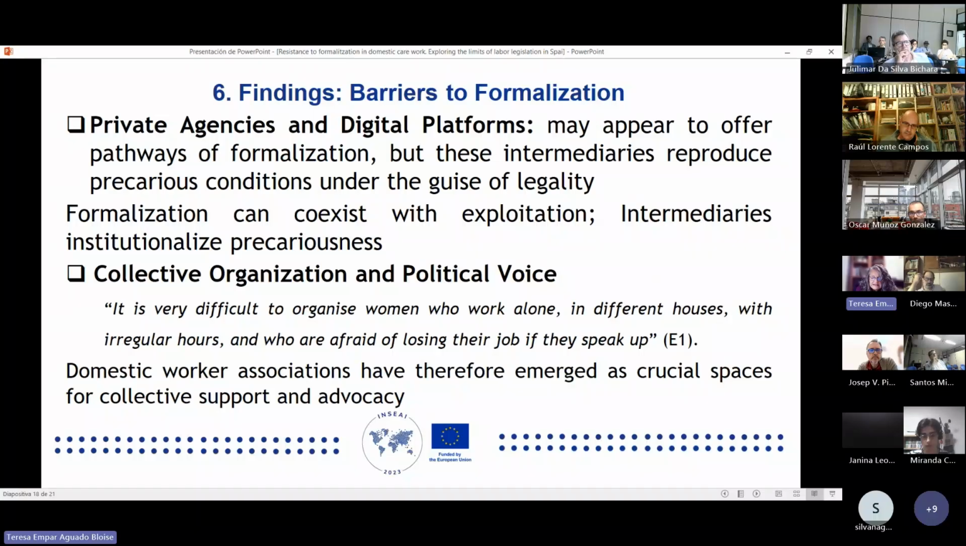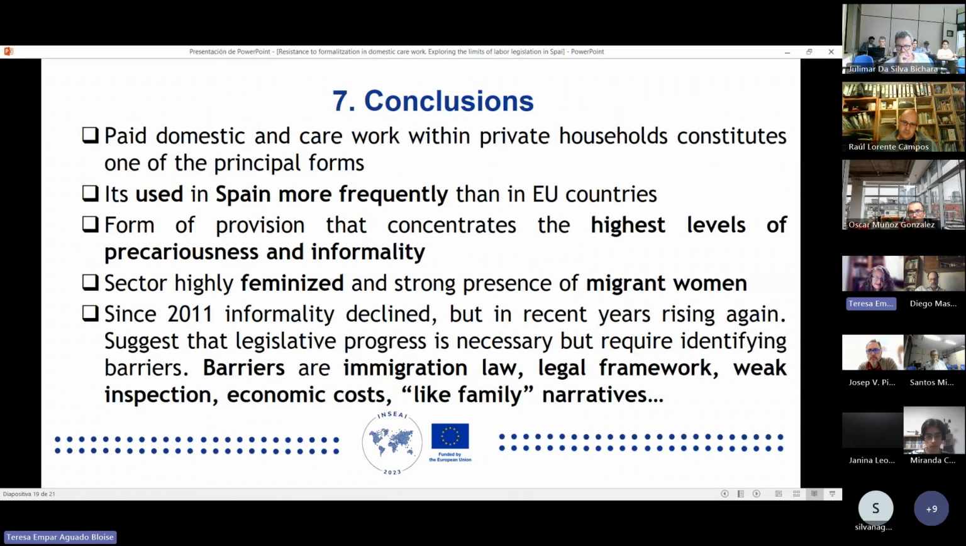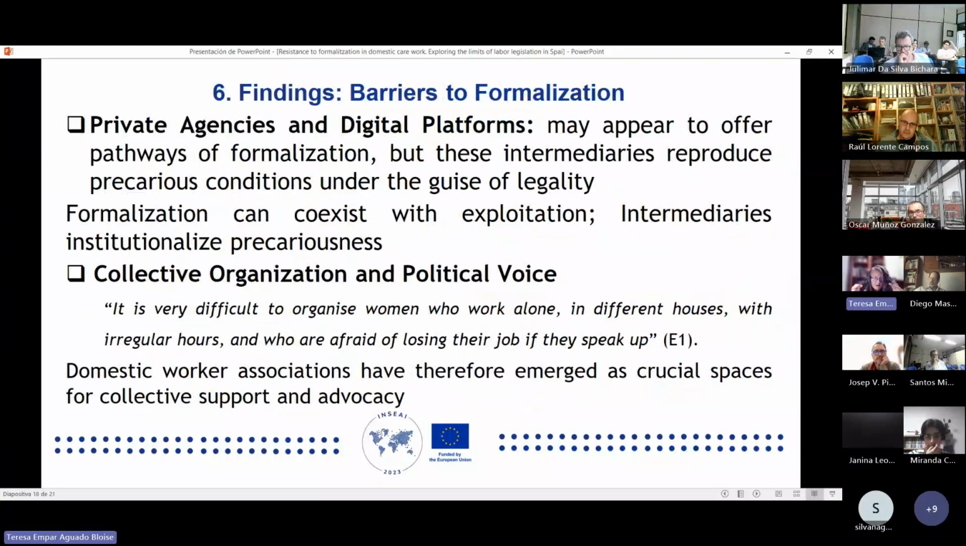Collective organization is extremely difficult in this sector. Domestic workers work alone with irregular schedules in private homes and often in situations of dependency. Fear of retaliation is widespread. Domestic workers' associations play a crucial role, but they operate with limited resources. As one representative said, "We don't want to be only testimonies. We want to be political subjects."